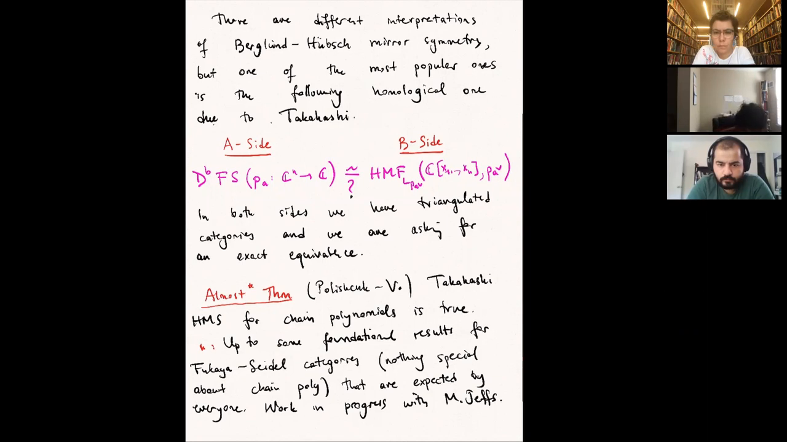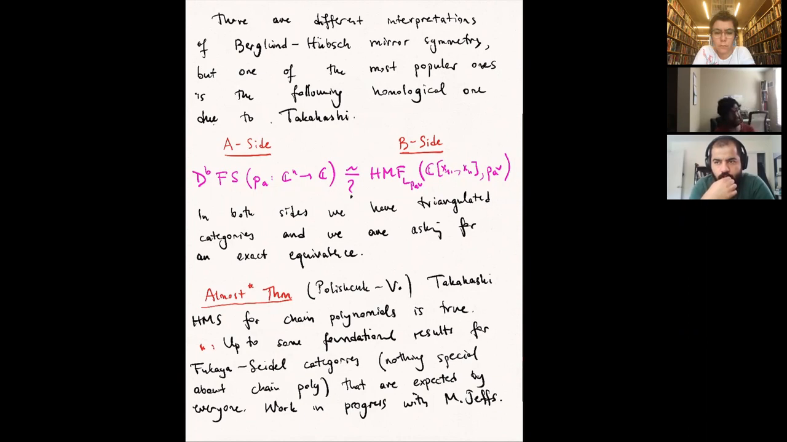Okay, so on the A side, what we have is the Fukaya-Seidel category. So it's a derived category of the Fukaya-Seidel category of this map P_A. And the Fukaya-Seidel category is an A-infinity category. I'm going to tell you a little bit more about that later. Okay, and again, what we have on the left-hand side is also a triangulated category. And what the conjecture is asking for is an exact equivalence between them. And our theorem with Polishchuk is that this is true.